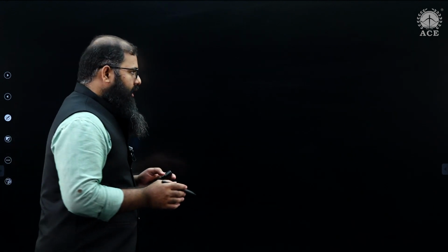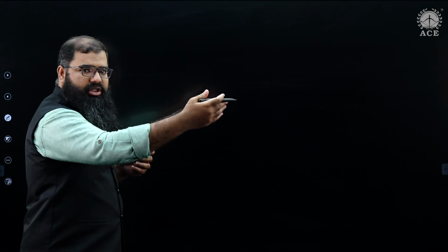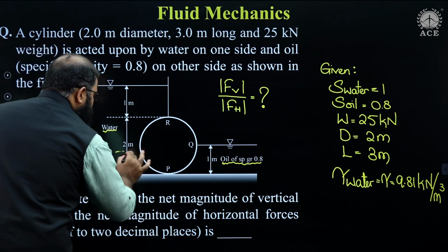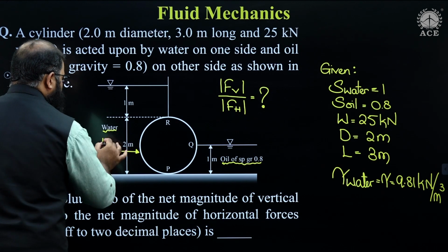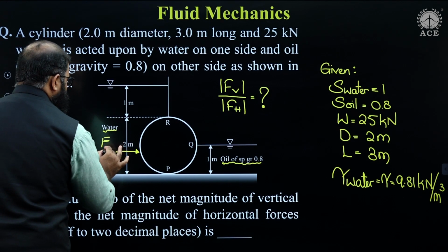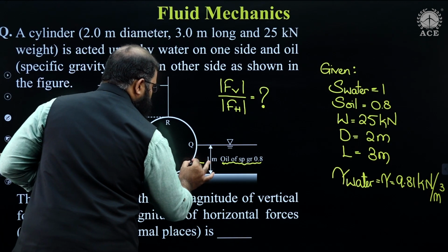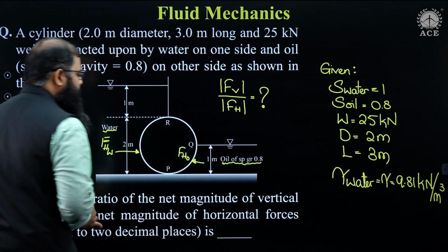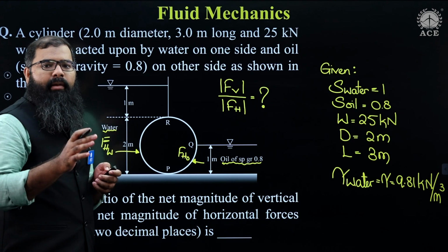Let us start. I realize that there are two forces now in horizontal direction. One is water pushing towards the right hand side. One is oil pushing towards the left hand side. So let us get back to the diagram. Let us say water is applying some force over here. This is horizontal force by water, and over here I am having horizontal force by oil.